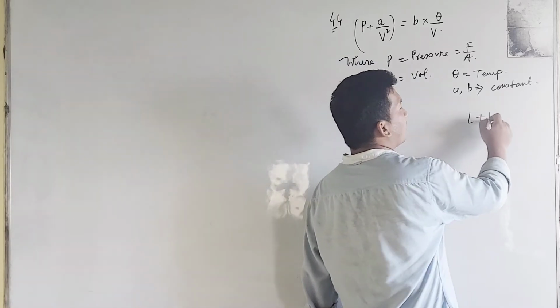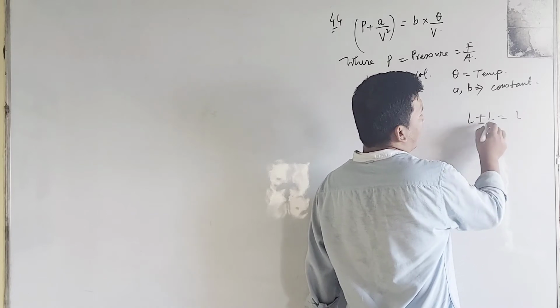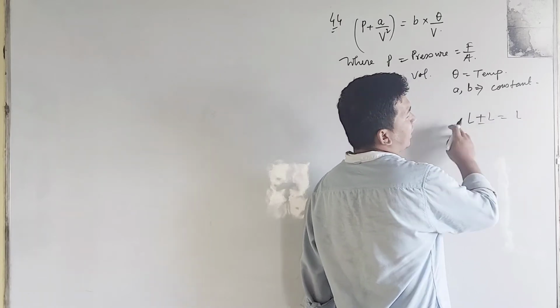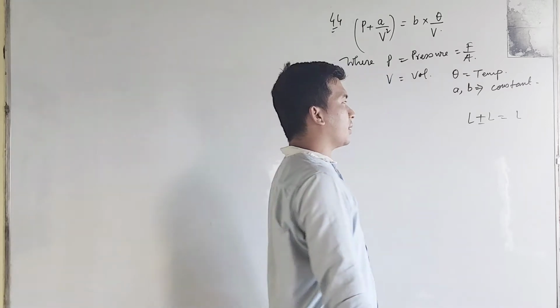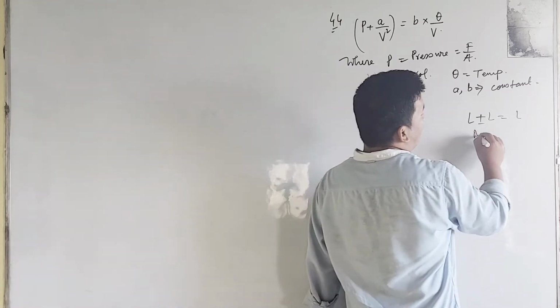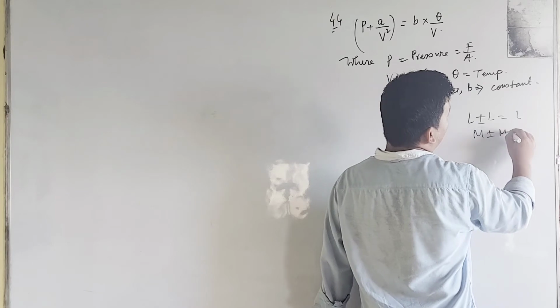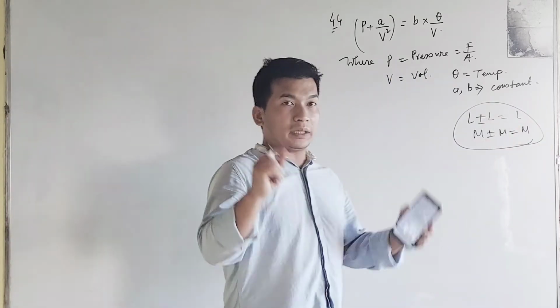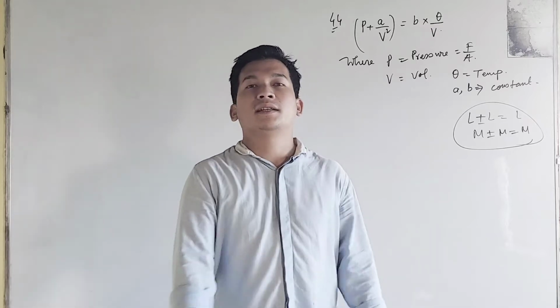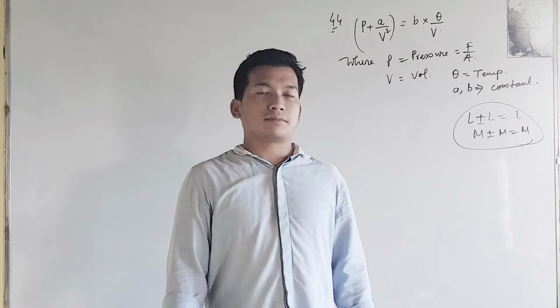Length plus length will be equal to length. Length minus length will be equal to length. It cannot be twice L, or it cannot be 0. Mass must be added to or subtracted from mass. Understood? Only the like physical quantity can be added or subtracted.